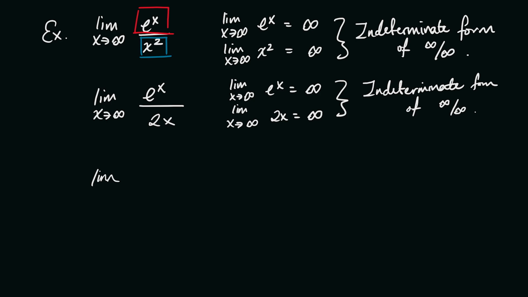Now the limit as x is approaching infinity. Now the derivative of e to the x is still e to the x.